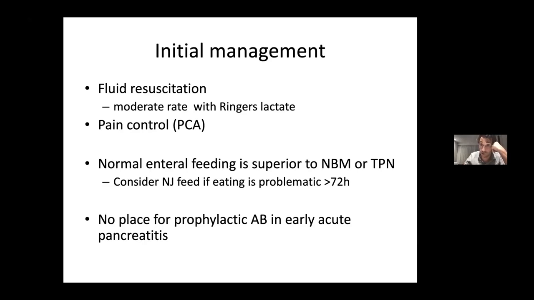Oral pain medication if people can eat and drink, but often people struggle with that, and then a PCA, patient-controlled analgesia, might be a good way forward. Normal enteral feeding is superior to being nil by mouth or having TPN. But NJ feeding can be considered if normal eating is problematic. And there's no place for prophylactic antibiotics in early acute pancreatitis. Again, it's not a disease that is caused by a bacterial infection. It's caused by inflammation due to the pancreatic enzymes that get activated within the pancreas.